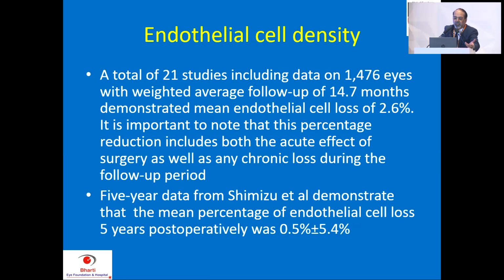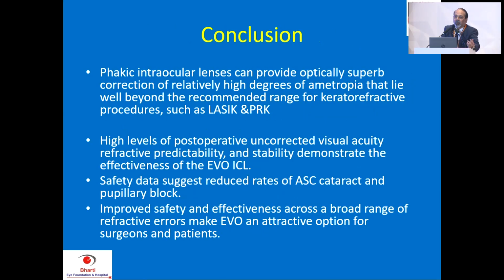And cell density, I have already talked about it: the mean percentage of endothelial cell loss 5 years post-operatively was 0.5% plus minus 5. So that's very decent and hardly any loss of cell density because of the ICL. It is related to the aging also. So they can provide optically superb correction of relatively high degree of ametropia that lies well beyond the recommended range of keratorefractive procedures. High level of post-operative uncorrected visual acuity, and predictability and stability demonstrate the effectiveness of the EVO ICL.